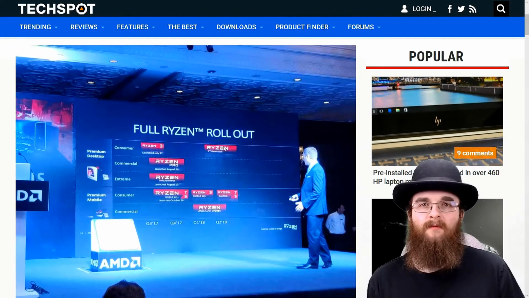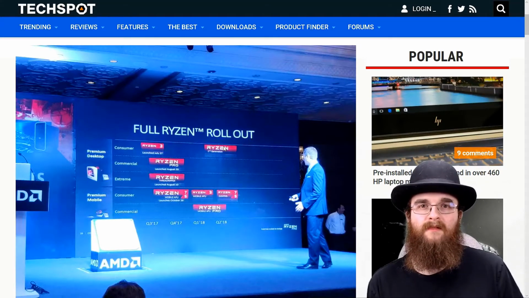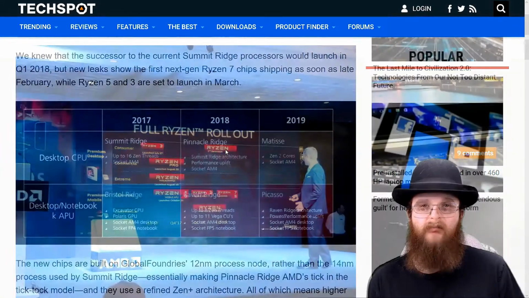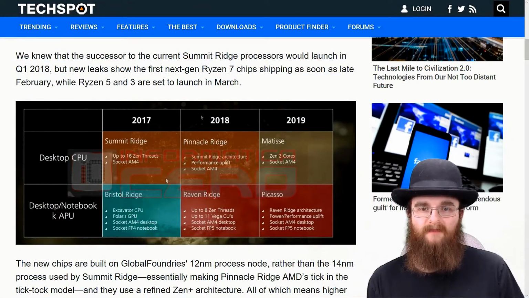From what we've heard, this won't actually be Zen 2, which is the next revision of the Zen CPUs. This is kind of a stopgap. It's what's currently running on the APUs that are being put into laptops. So it has fancier core boost technology and things like that, and has a lot of IPC optimization in it. But you can see on the timeline here, 2018 is Pinnacle Ridge, which is using the Summit Ridge architecture, and it's supposed to be a performance uplift and still using socket AM4.